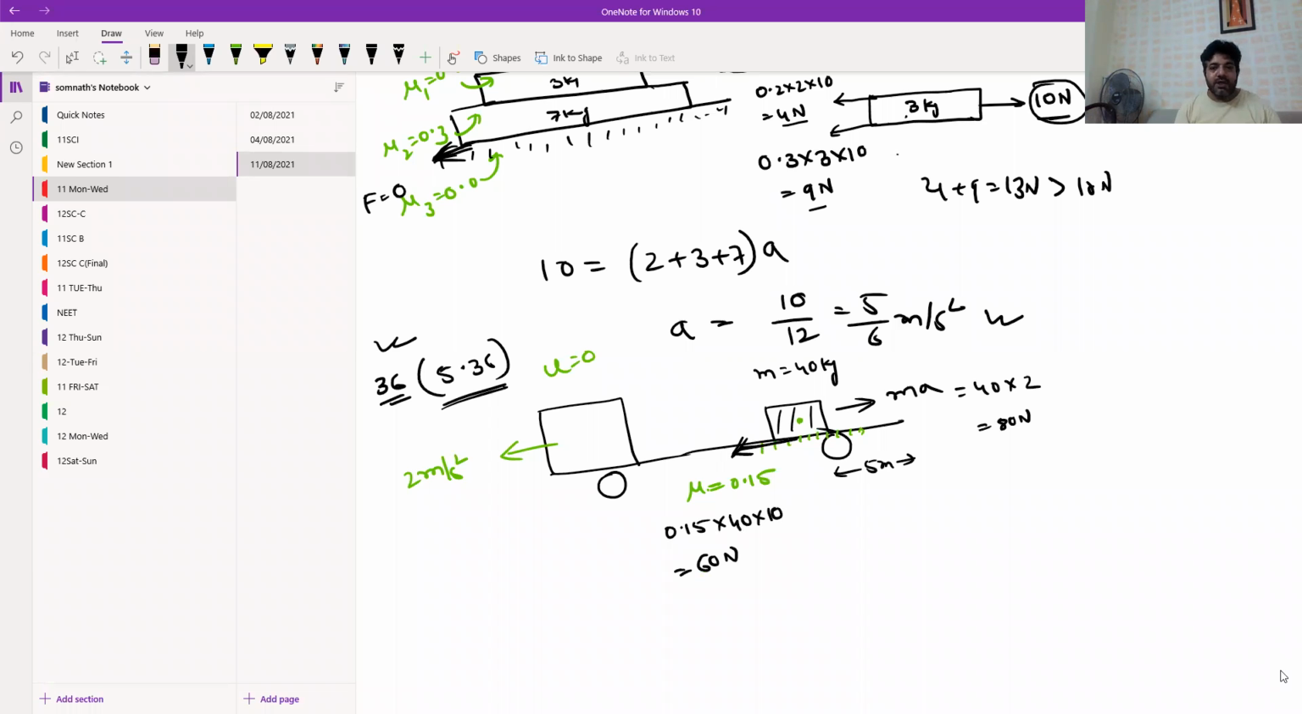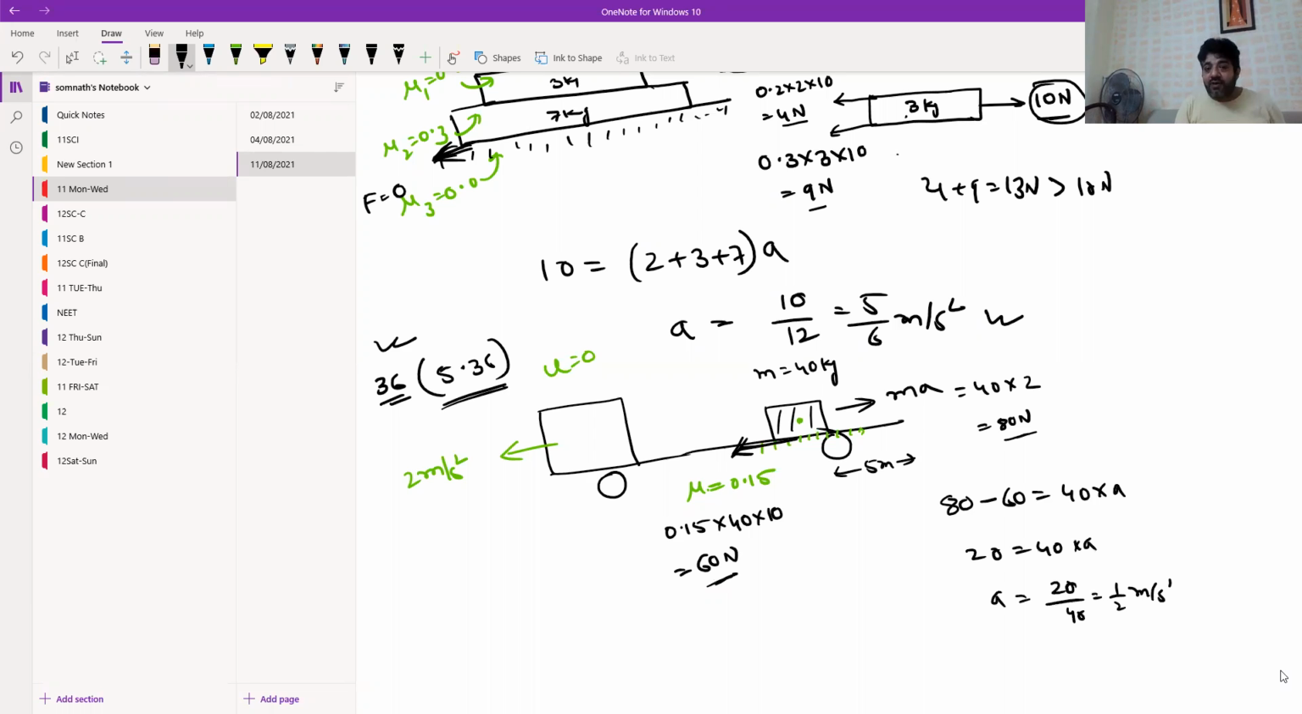Yes, sir. So now it is very clear that 80 Newton force is greater than 60 Newton force. So the block moves towards the open end. Greater force minus lesser force is mass of the block into acceleration. So the acceleration of the block is 20 by 40, that is 1 by 2 meter per second square.